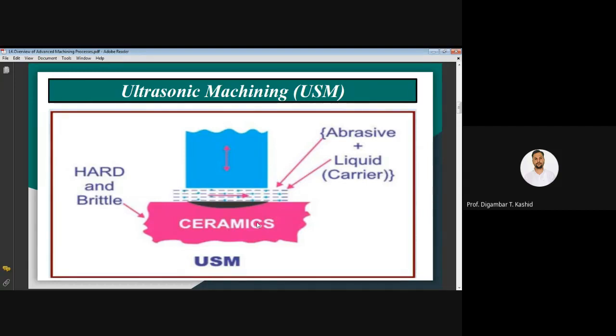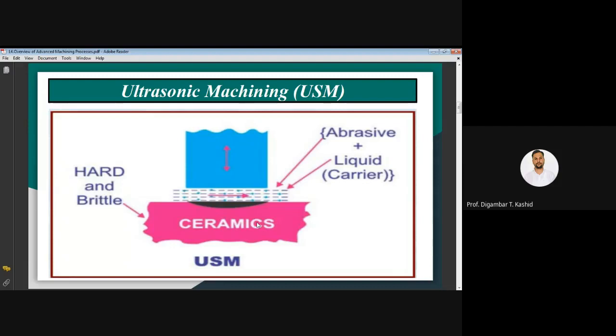I repeat once again. Using a magnetostrictive transducer we will get the vibrations, and those vibrations we take from the transducer to the tool, and then the tool will vibrate. In between the tool and your workpiece there is always a small gap, and in that gap abrasive slurry will be there. The abrasive slurry means what? Your liquid plus the abrasive particles.